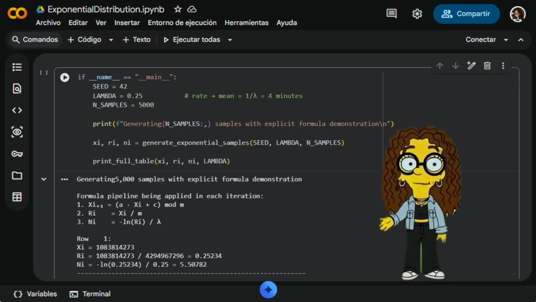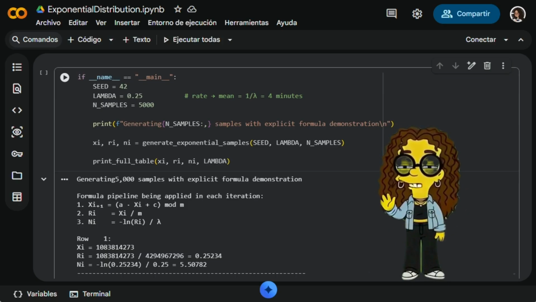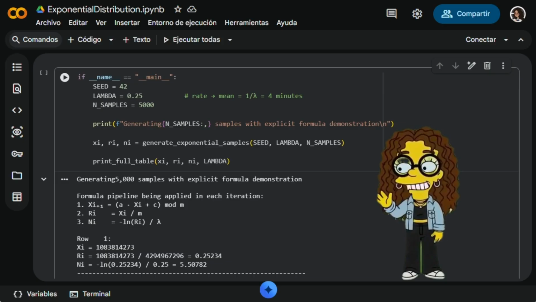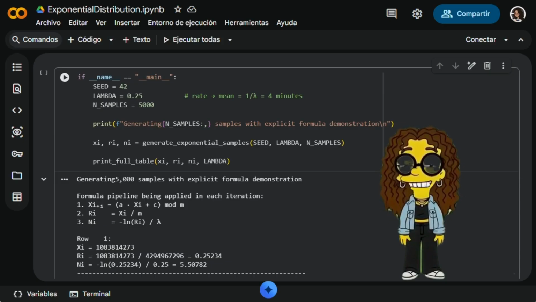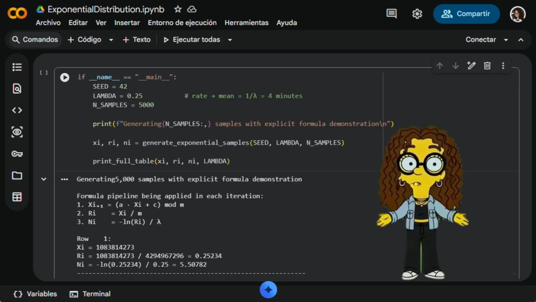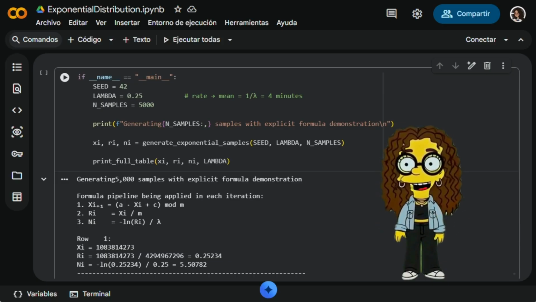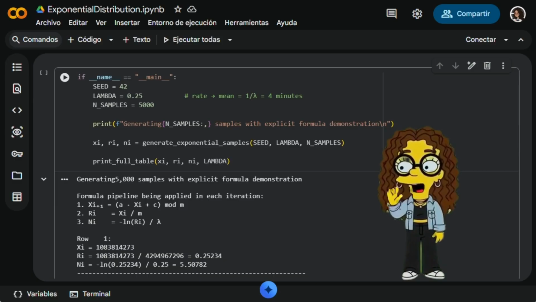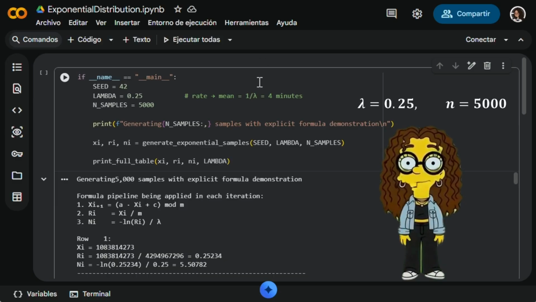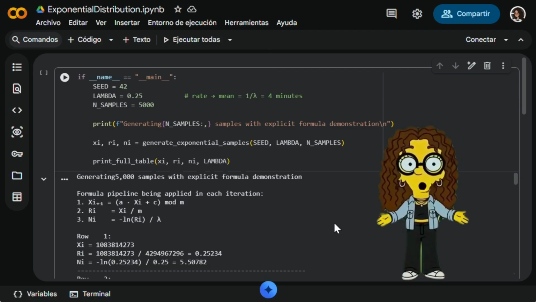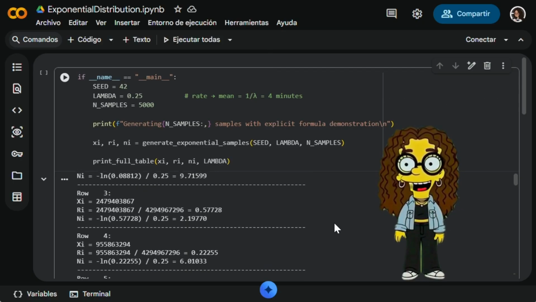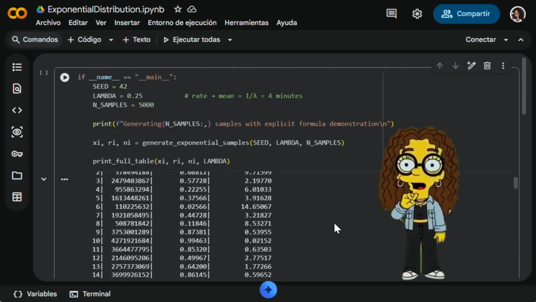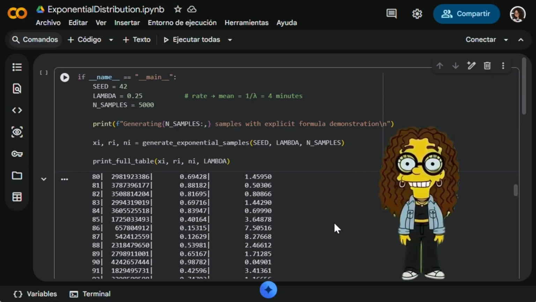Lambda equals 0.25 defines the intensity of the process, one event every 4 minutes. Calling the function generate exponential samples triggers the chain reaction of all the previous functions, collecting the 3 states of the data: integer, uniform, and exponential. What is it for? The simulation parameter configuration is used. It is used to parameterize the simulation universe. It is the control center that allows us to change the speed of events or the sample size without touching the logical engine of the code.